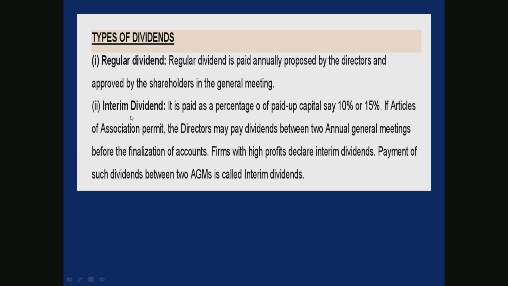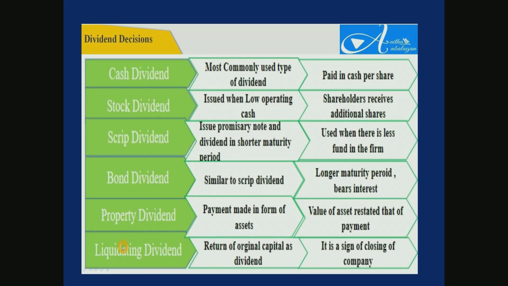There are other forms of dividend: cash dividend, stock dividend, scrip dividend, bond dividend, property dividend, and liquidating dividend. If the dividend is paid in the form of cash, which is the most common form, it is called a cash dividend. Stock dividend. You must have heard of bonus shares. The existing shareholders get shares instead of cash, then it is called a stock dividend. So they will not receive any cash dividend. Instead, they will get the shares of the company, which are bonus shares of the company. That is called the stock dividend.